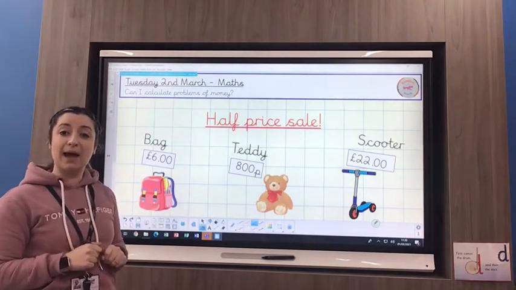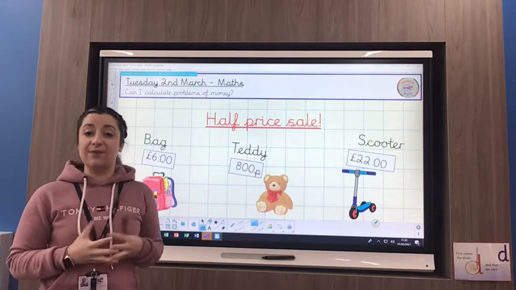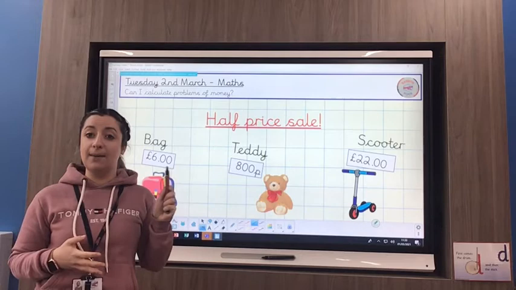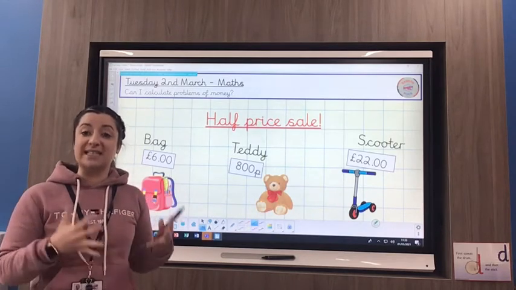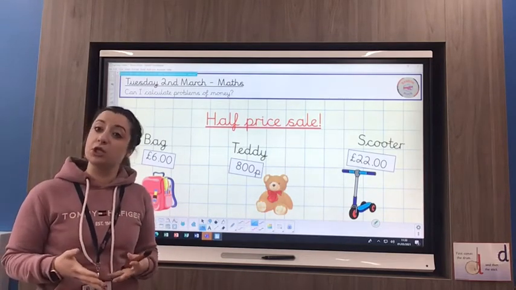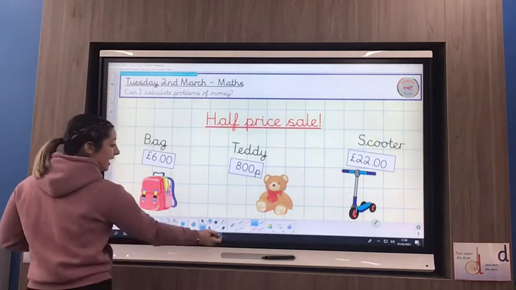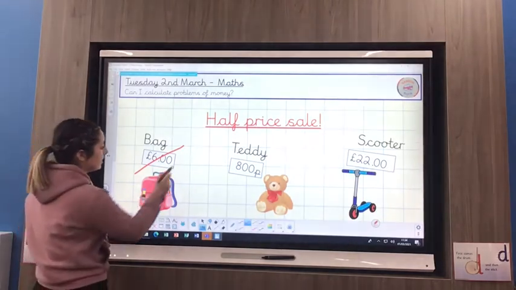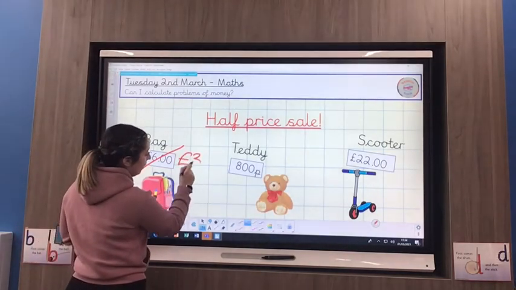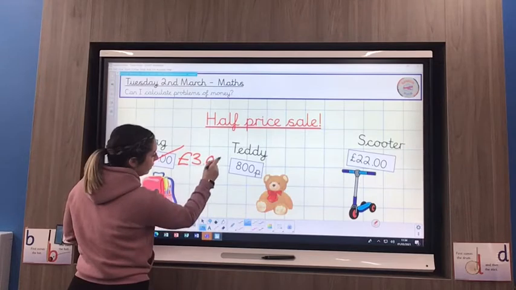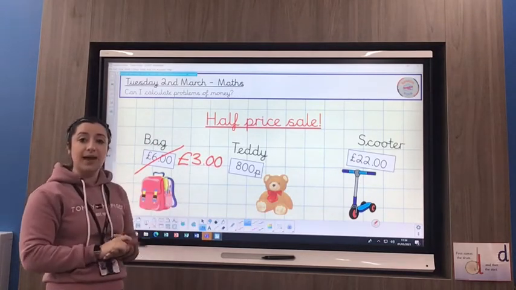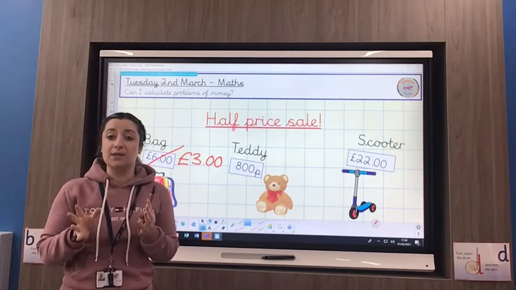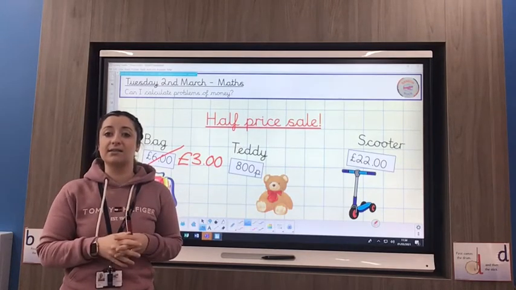The bag is £6. So what I need to do is find out what's half of 600, because 600 pennies makes £6. Half of 6 is 3, so half of 600 would be 300. So I'm going to get my red pen, cross out £6, and I'm going to change it to £3, which is equivalent to 300 pennies. But you need to make sure you have that decimal point in there. That's really important that we separate the pounds from the pence.